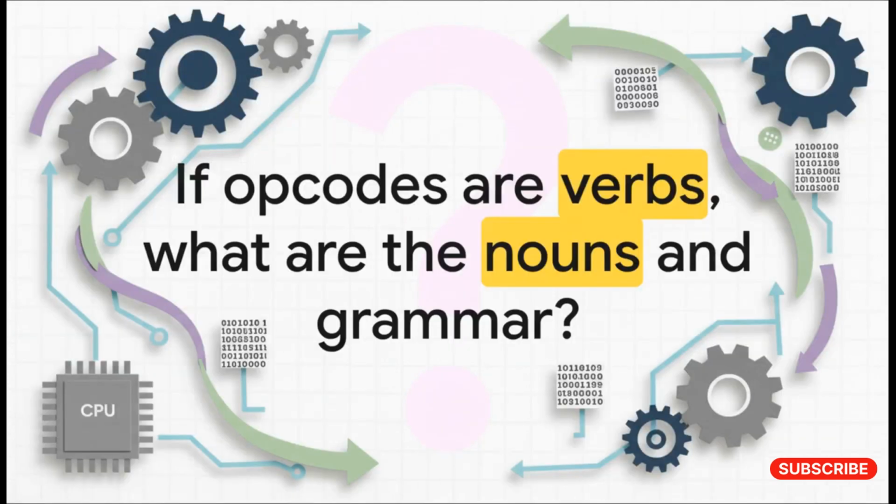So we've seen that opcodes are the fundamental verbs, the action words of a CPU. They are the commands that tell the processor to move, to add, to compare, and to jump. But this leaves us with a final, really interesting thought. If the opcodes are the verbs, what makes up the rest of the language? What are the nouns and the grammar that pull this all together? And understanding that, well, that's where the journey into the heart of the machine truly begins.